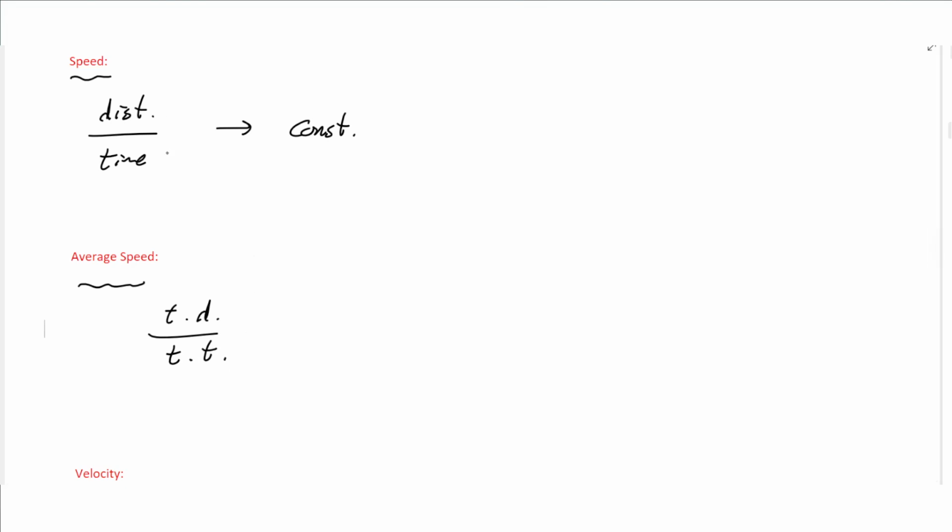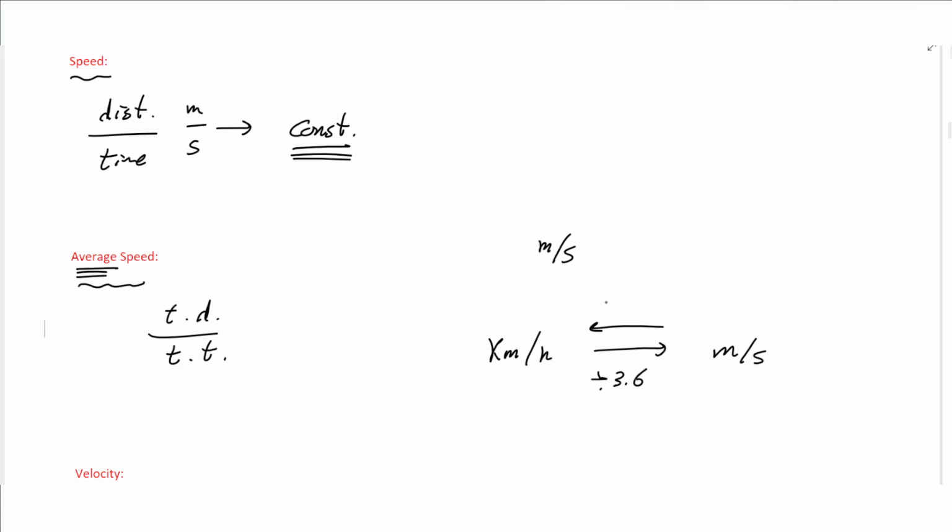So you can only use this equation if the velocity or the speed is constant, or you are required to calculate the average. And the unit is meter divided by second, or we write it as meter per second. If you want to convert kilometers per hour into meters per second, you divide by 3.6. And the opposite, if you want to convert meters per second into kilometers per hour, you multiply it by 3.6.